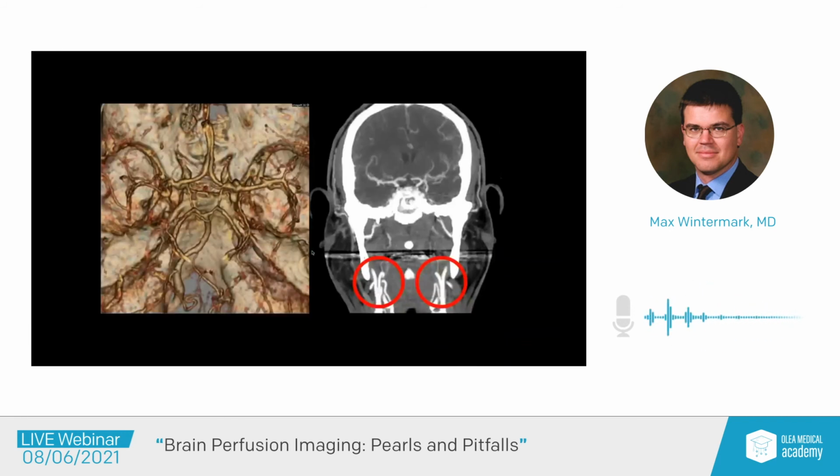Also, by the way, in a TIA, you want to look not only at the intracranial arteries, but also at the cervical arteries.